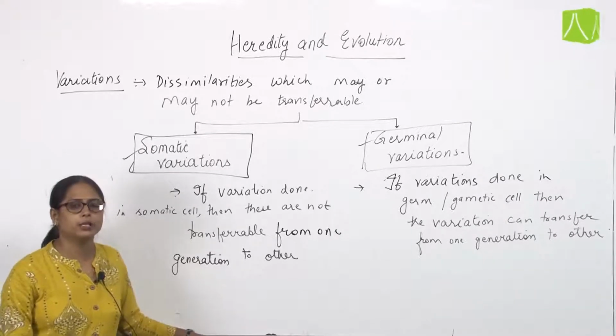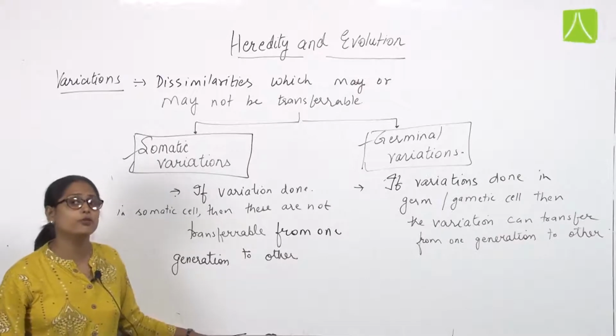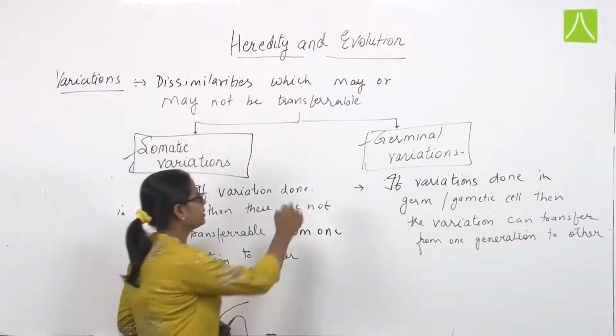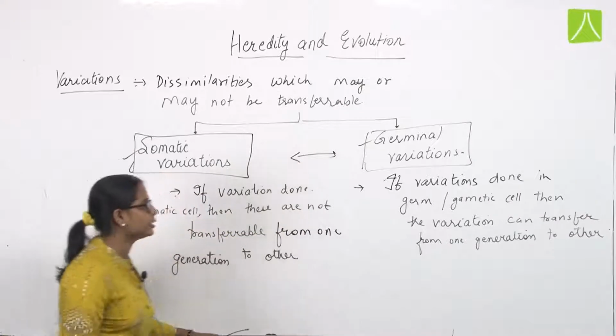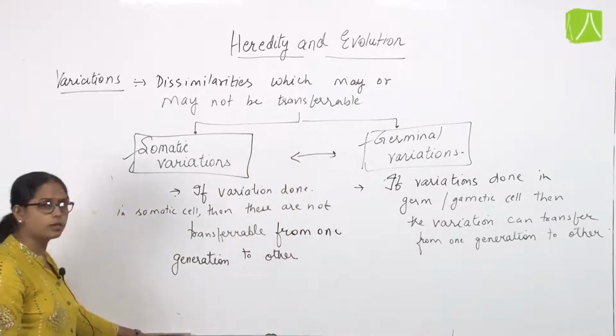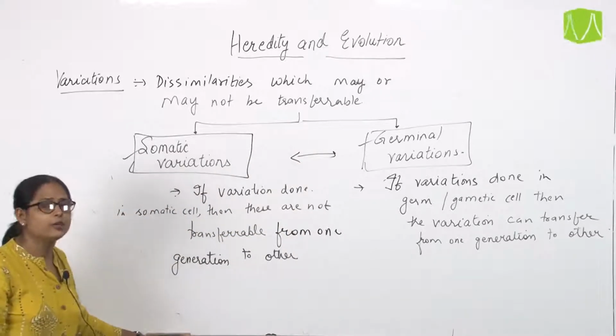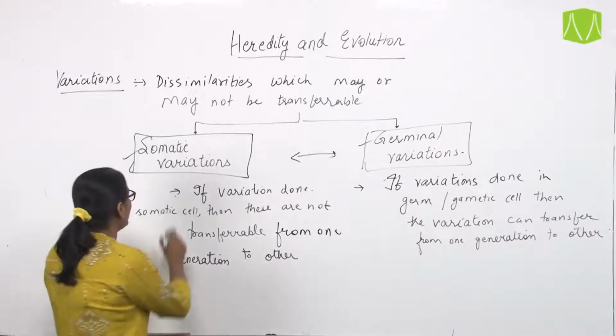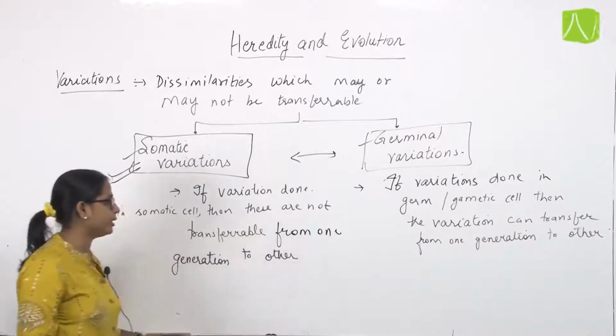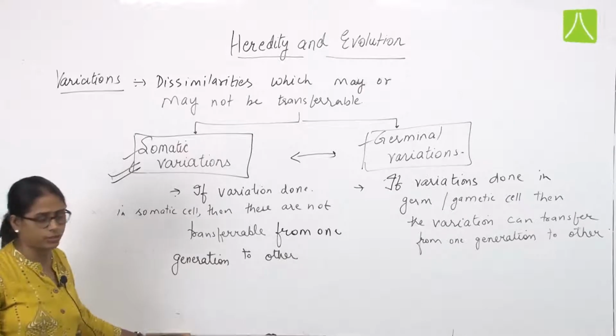That is why these variations can be transferable from parents to their offspring. But it was not happening in case of somatic cells because they were not fusing together. So this is the basic difference between the two variations: somatic variations are not transferable while germinal variations are transferable. Now let's talk about the somatic variation, the reason behind the somatic variation.